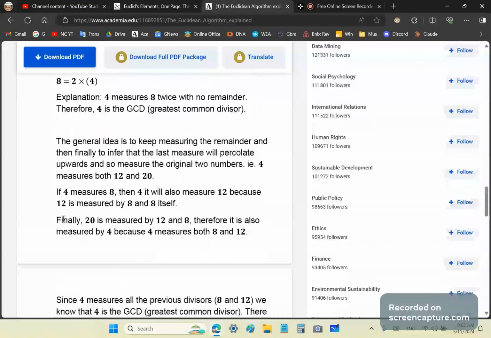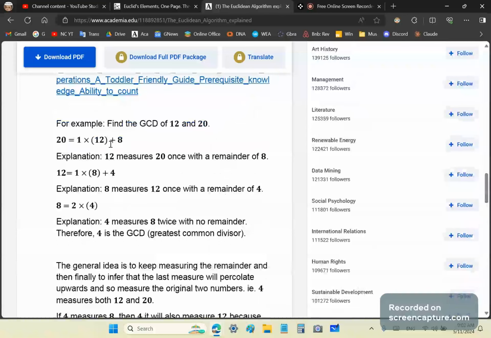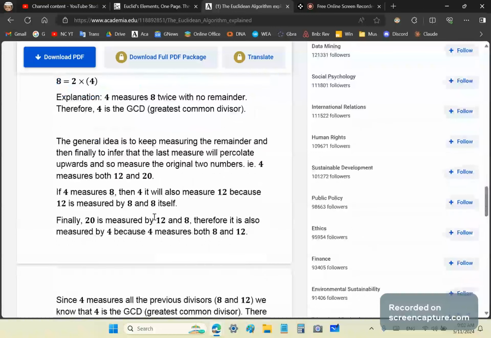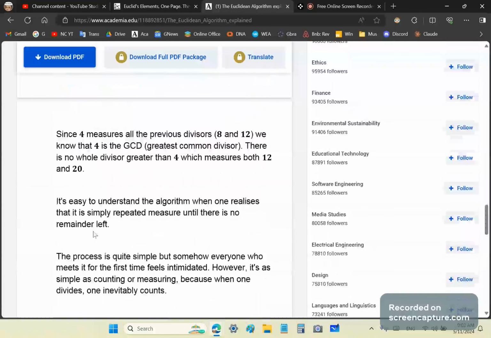And finally, 20 is measured by 12 and 8. It's measured together by 12 and 8, not alone by 12 or by 8, okay? In other words, you need one 12 and another 8 to measure 20. So 20 is measured by 12 and 8, therefore it is also measured by 4 because 4 measures both 8 and 12. So since 4 measures all the previous dividers, we know that 4 is the greatest common divisor. There is no whole divisor greater than 4, which measures both 12 and 20. Do you see how easy it is to understand?